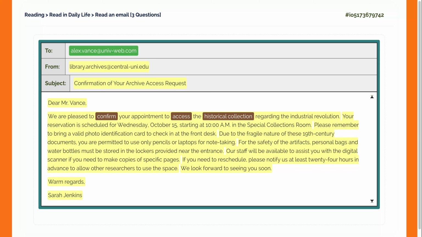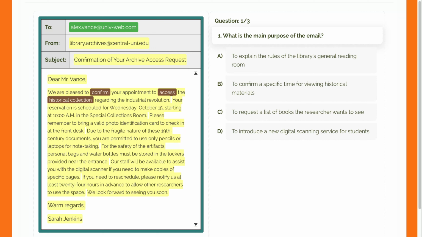Great job! We have carefully read the entire email and noted the key details. Now, you are perfectly prepared to answer the questions with focus and accuracy. Let's start with our first question to see how well we understood the big picture. What is the main purpose of the email?